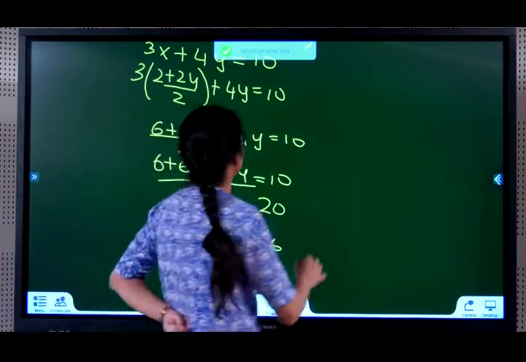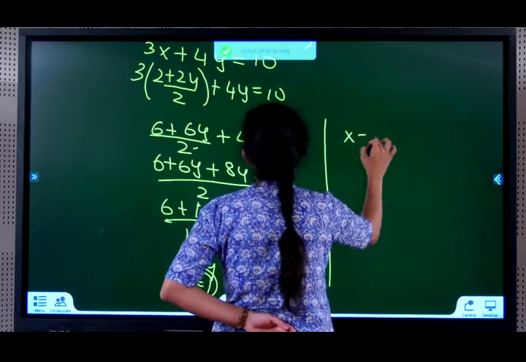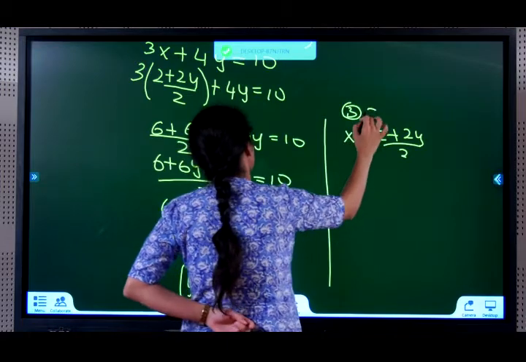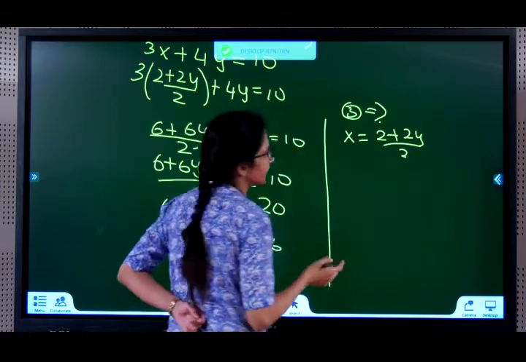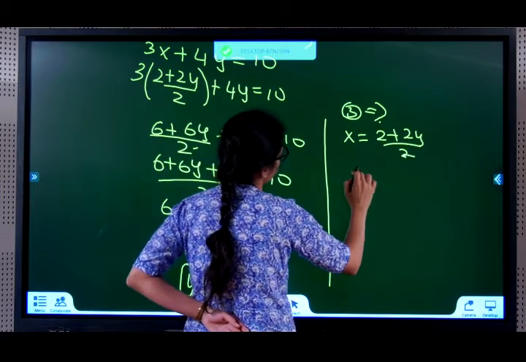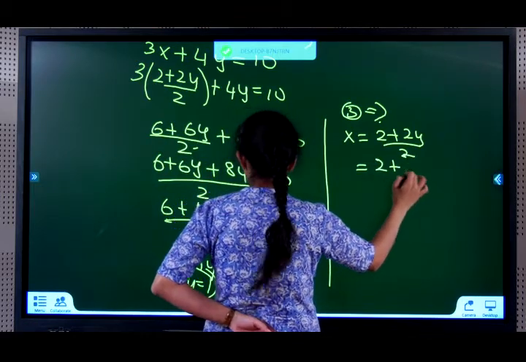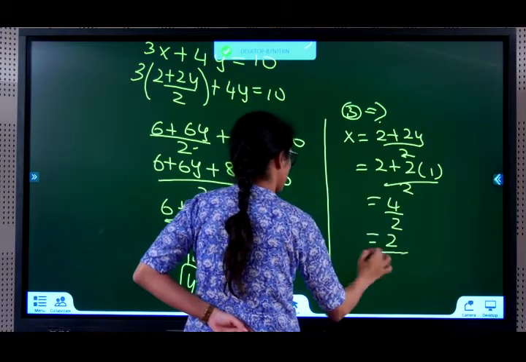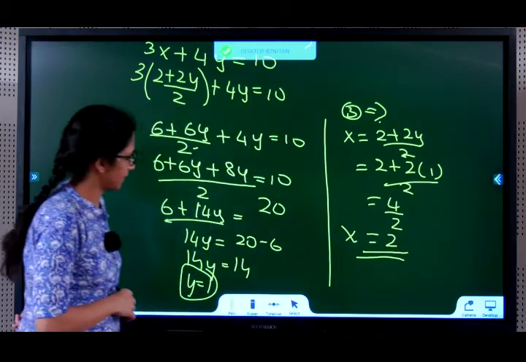Now you have to find the value of x. x was (2 plus 2y) by 2. How do we know this? Using equation 3. This is using substitution technique. I hope you're mentioning substitution and elimination before doing it because they've asked for both here. 2 plus 2 into 1 divided by 2. 4 by 2. 2. Same answer.